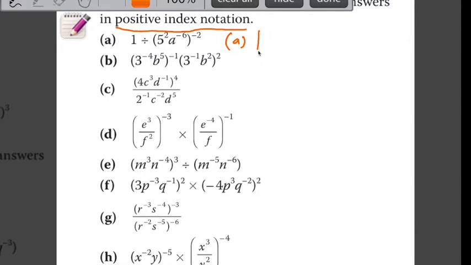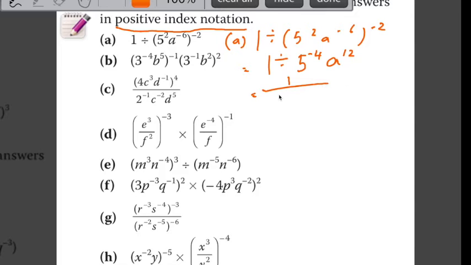So for A, 1 divided by 5 squared, a to the power negative 6, all to the power negative 2. It's up to you how you want to start. So for now, you can bring this negative 2 into the bracket first. So 5, 2 times negative 2, negative 4. A, negative 6 times negative 2 will be 12. Okay, then 1 divided by this whole thing means 1 over 5 to the power of negative 4, a to the power of 12. Correct? So note that this is not in positive index notation.